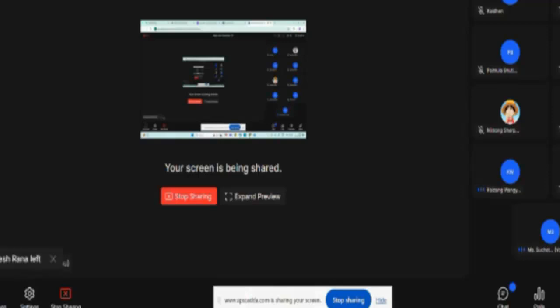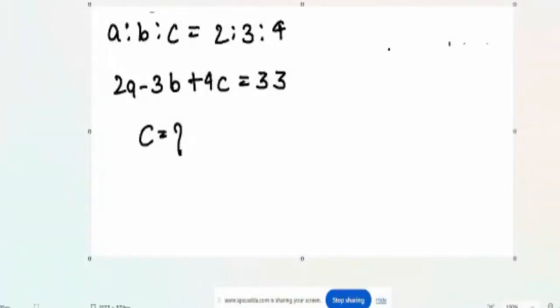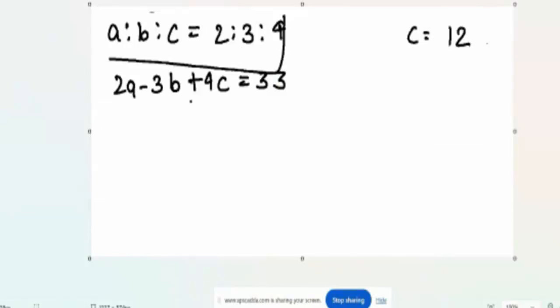Ma'am, 12 is the answer. Okay, how much are you saying about C? Ma'am, 12. Okay. For ABC, we have a clear ratio. You have to just put the values in this equation.